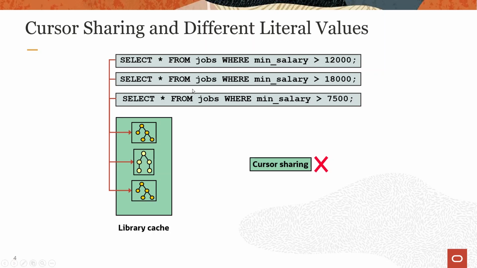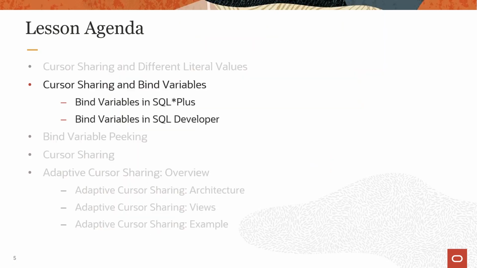So here cursors are not being shared, for the simple reason that due to different literal values, each statement is almost the same, but it's not exactly the same statement. So you will have extra parse time plus extra memory needed in the library cache to store all of that information. Now, what if you would use bind variables?